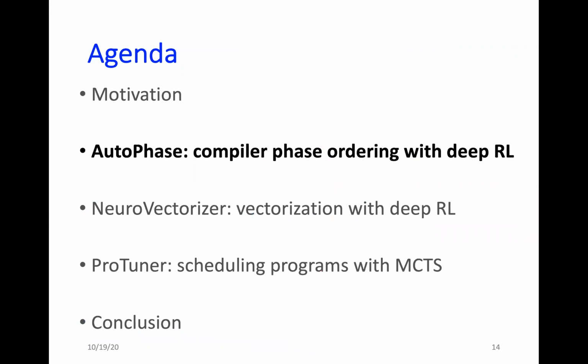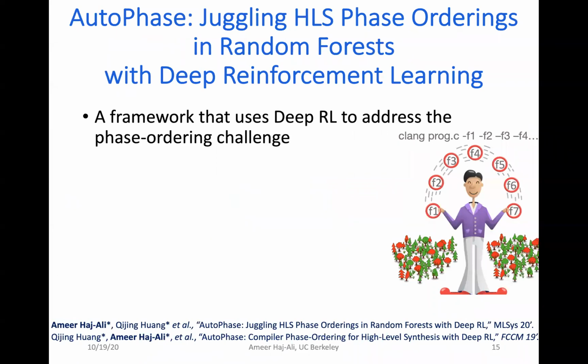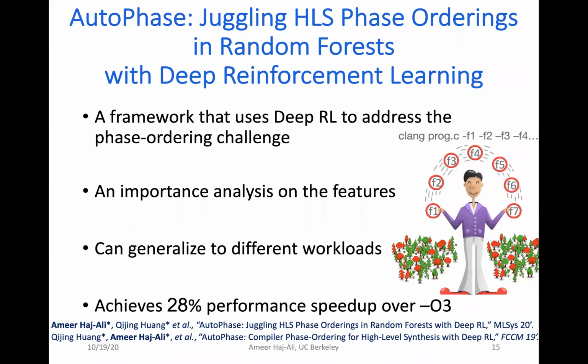be about. Next, I will be talking about AutoPhase. So with AutoPhase, we basically built a framework that uses deep reinforcement learning to address the phase ordering challenge. We performed an importance analysis on the features to understand which features were more fundamental to the performance and which passes or optimizations were more important. And we showed that it can generalize to different workloads and achieve 28% better performance over -O3.